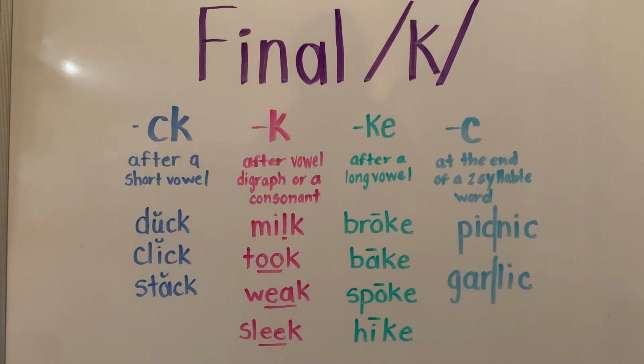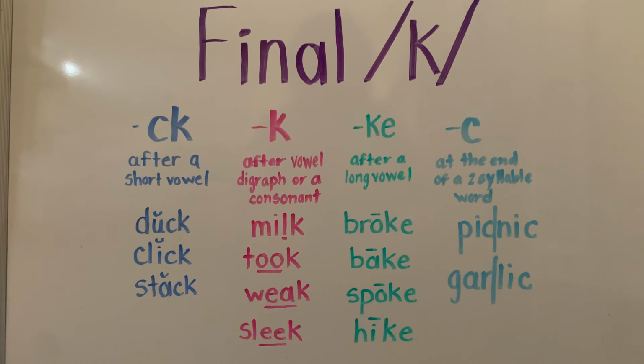Weak. Now this is a homophone, right? Same sound, different spellings, different meanings. So this weak means you're not strong. You're not able to do something that takes a lot of strength. And it has the EA vowel digraph. So I know it's going to be the K, making the K sound on the end. And the same with sleek. EE is a vowel digraph, so it's going to be a K on the end.